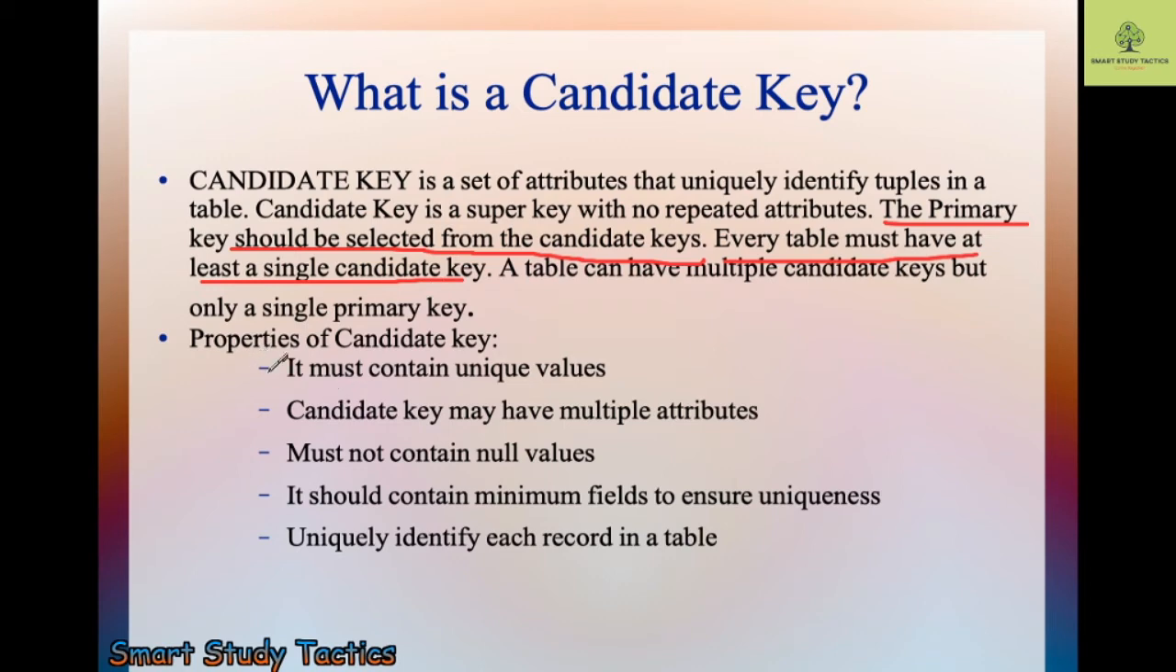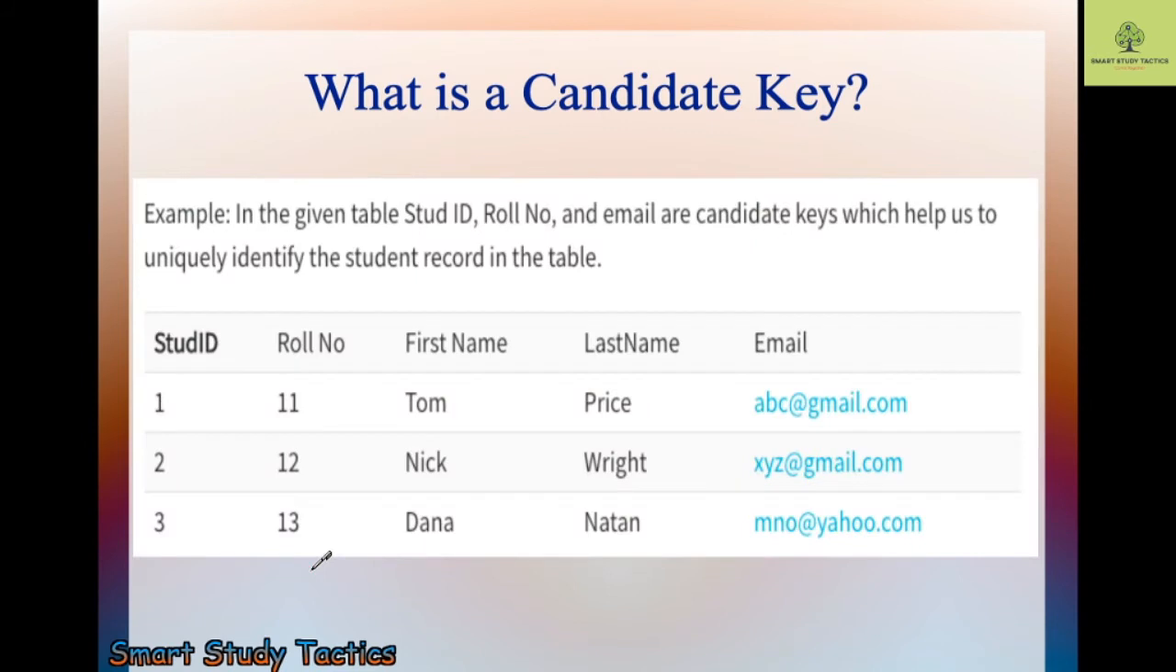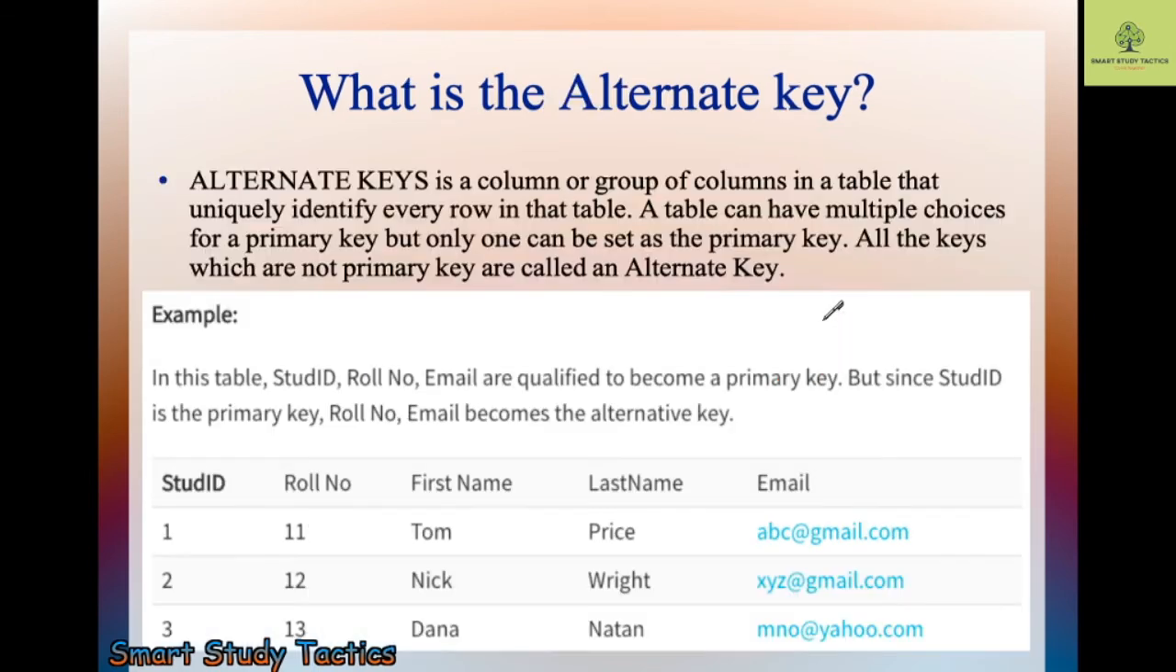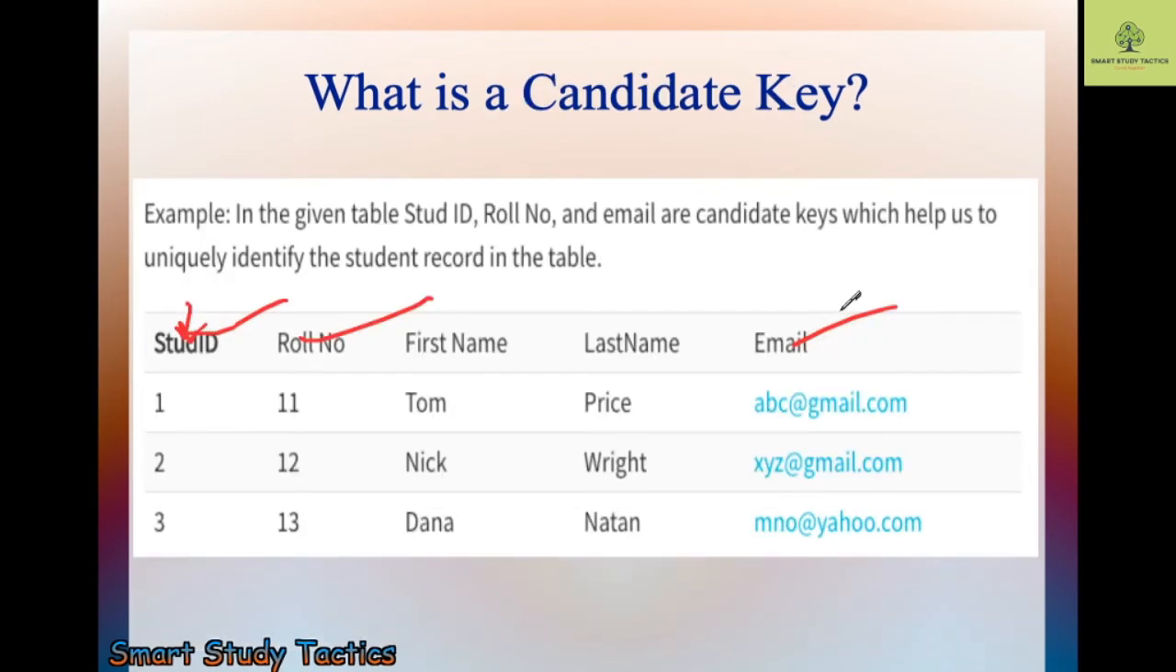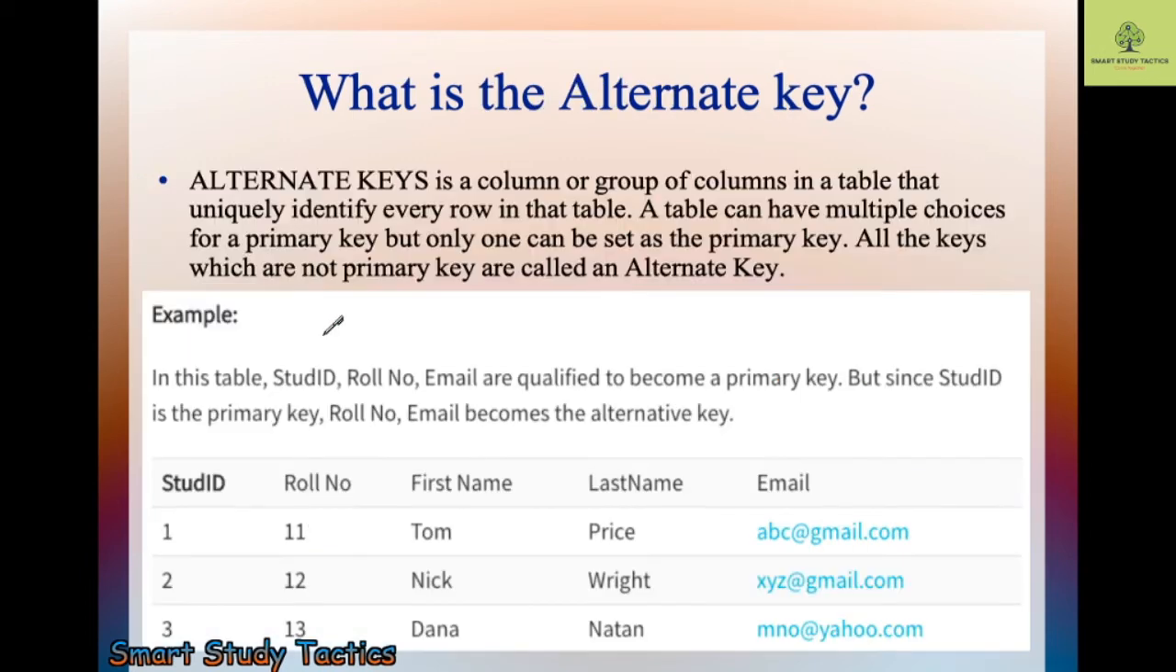The properties are similar to the primary key. Now here is the example that you can see. This is unique, this is unique, this is also unique. So these are the candidates, but I am selecting only this one, so it becomes the primary, and the rest are candidates. Now we have the alternate key. I can select any one of them; this is the alternate of this, so that's why it is known as the alternate key. Simple method. An alternate key is a column or a group of columns in a table that uniquely identifies every row in a table.